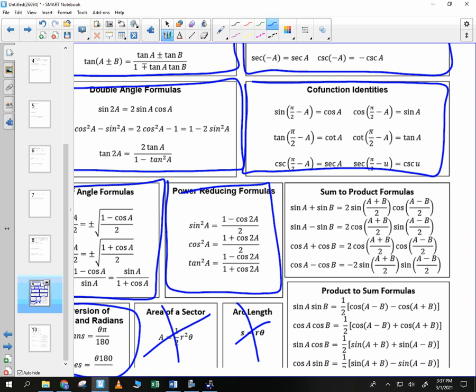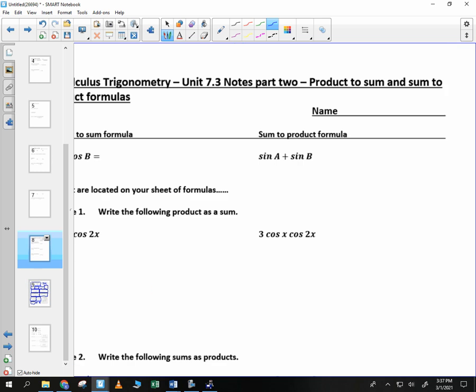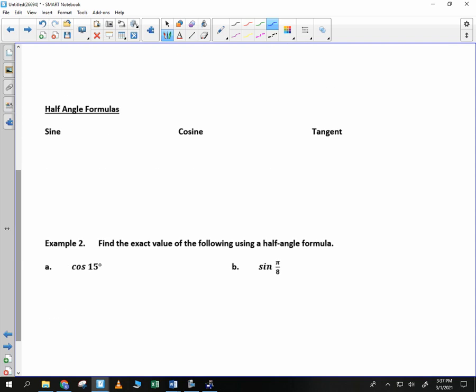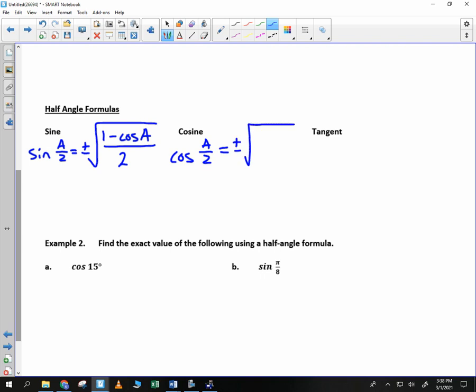So let's write it out here. We've got half angle formulas. Sine, so sine of an angle divided by 2 is equal to plus or minus the square root of 1 minus the cosine of the angle, divided by 2. And cosine of an angle divided by 2 is equal to plus or minus the square root of 1 plus cosine of the angle, divided by 2.